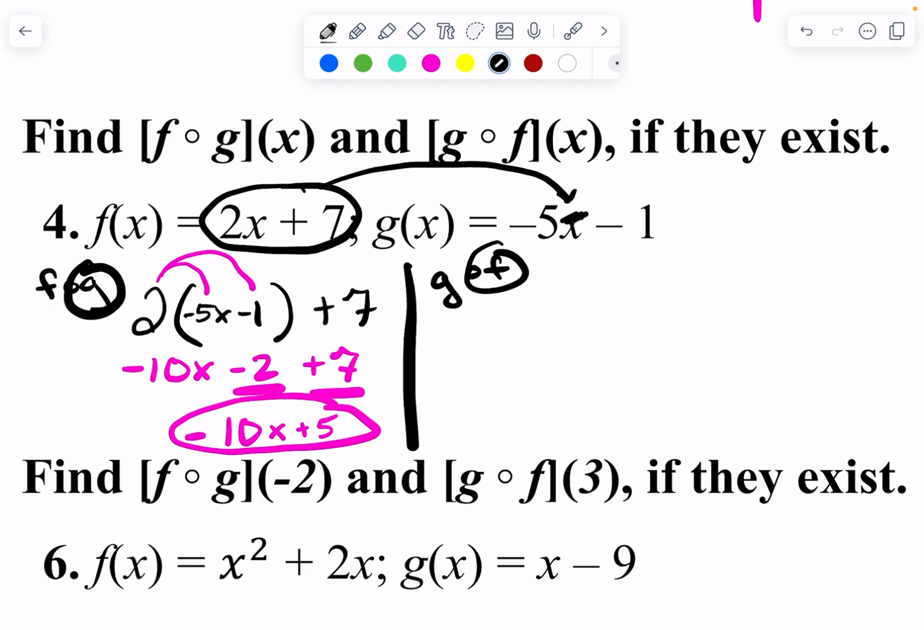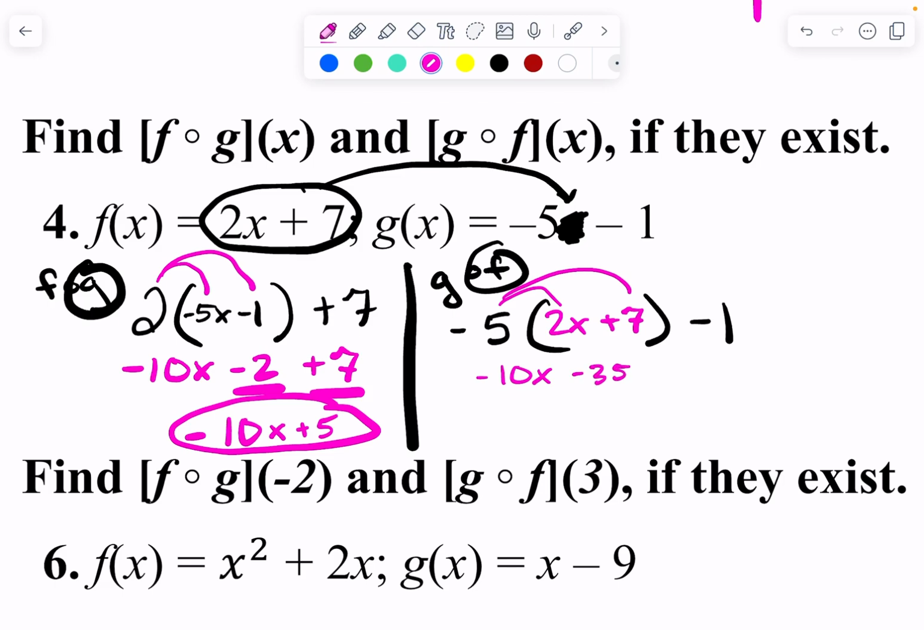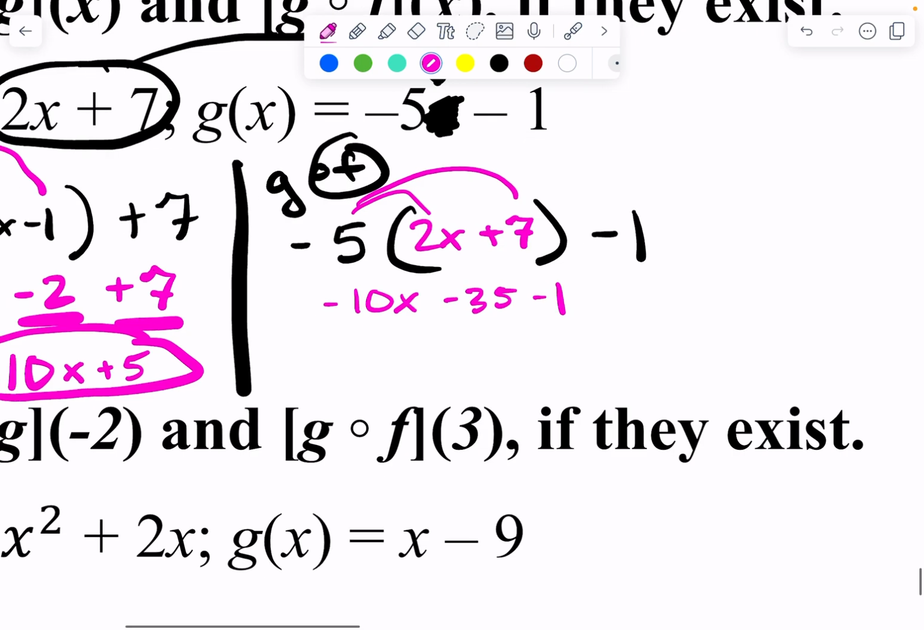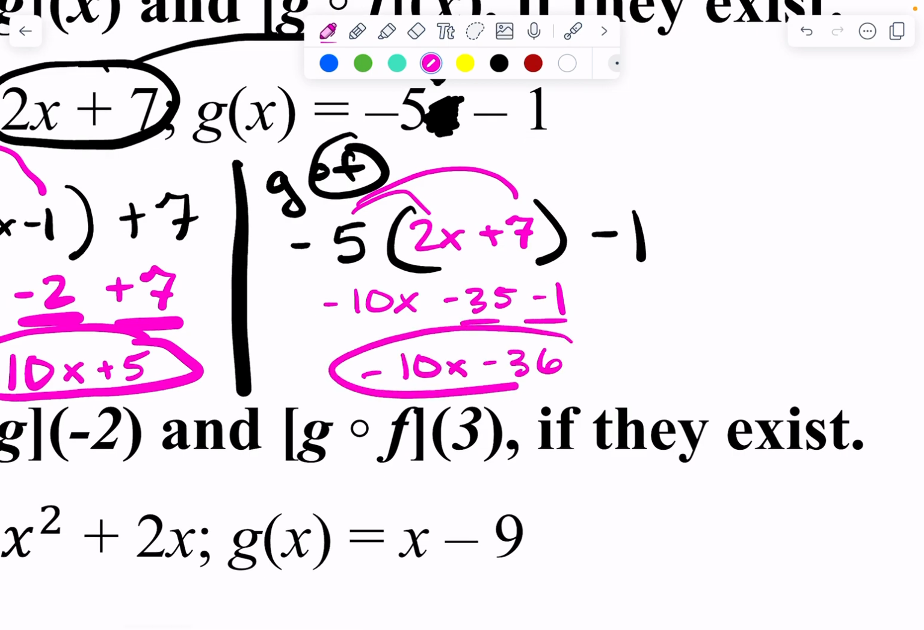It's going to delete this X out, and that stuff's going to get shoved in his place. So negative 5x minus 1, but then 2x plus 7 is going to go in his spot, okay? And I'm going to distribute that through. So I've got negative 10x minus 35 minus 1, all right? And these two can go together as negative 10x minus 36. So there is that.